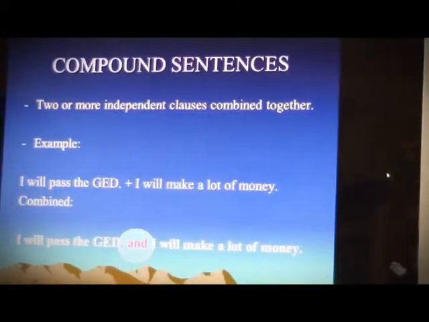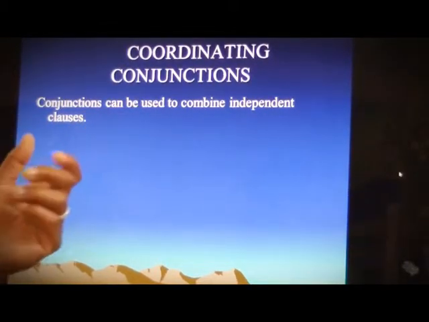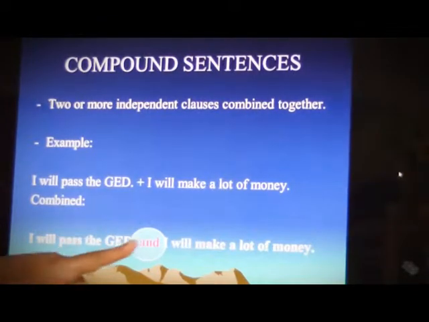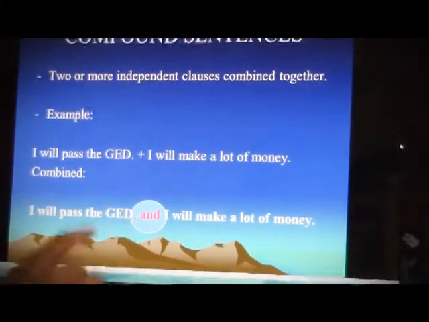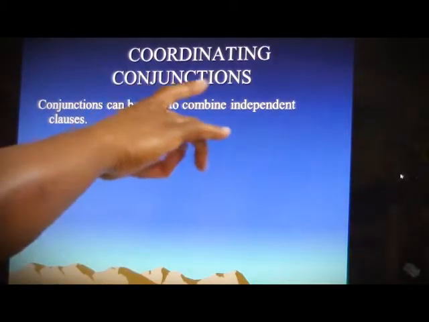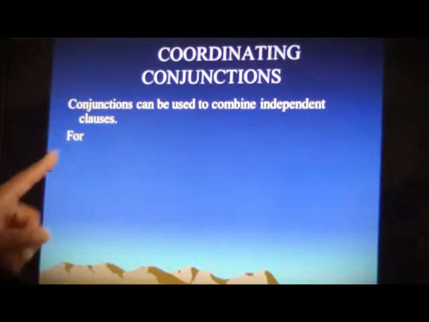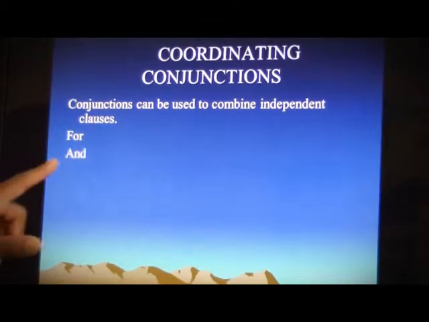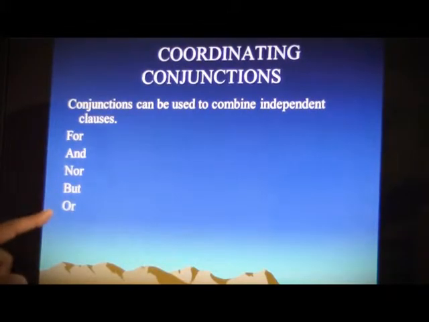Alright. There's the word and. Coordinate conjunctions. Conjunctions can be used to combine independent clauses. Much like back here where this independent clause and this independent clause came together with and and a comma, there are other conjunctions that make that happen. They're called coordinate conjunctions because they coordinate and conjunct things. They put things together. Examples are for, and, nor, which is kind of the opposite of or, but, or, yet, and so.